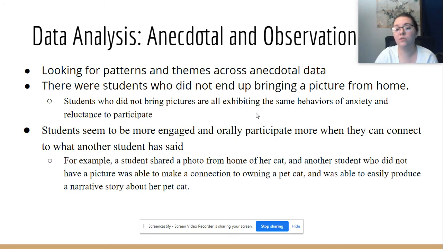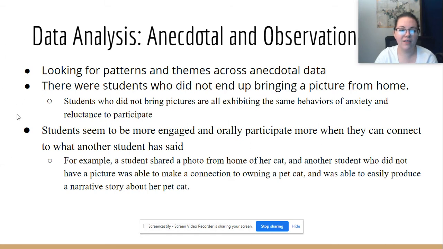And so the students who did not have a picture from home exhibited behaviors of anxiety and reluctance to participate because they kind of felt left out. So that is something that I will need to think about in the future and how to combat that.